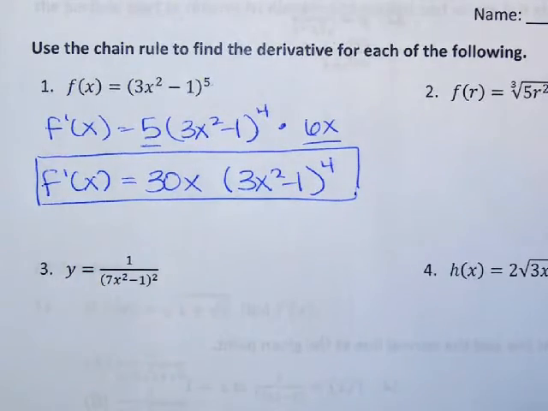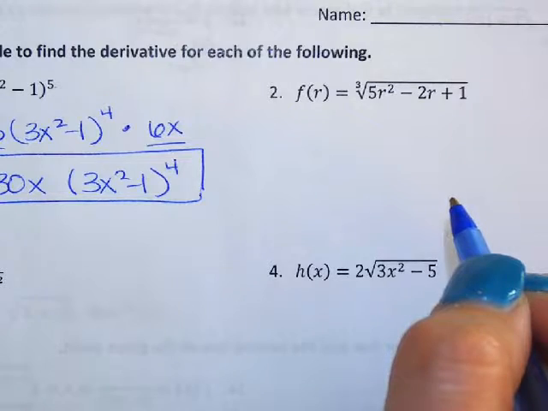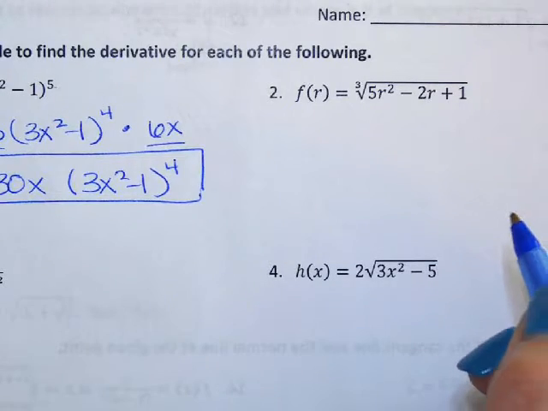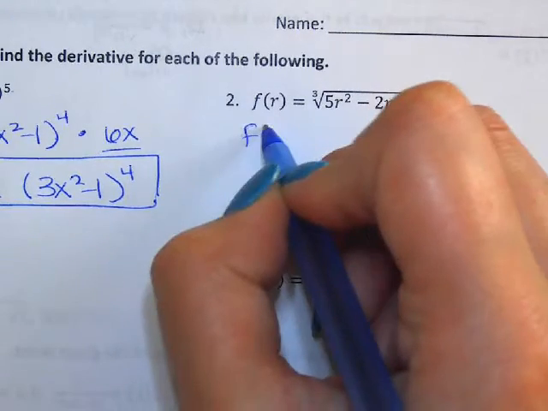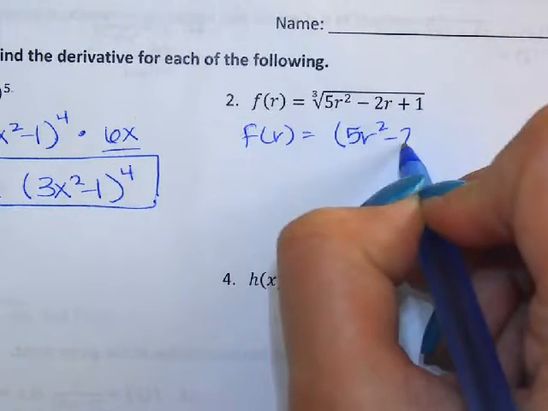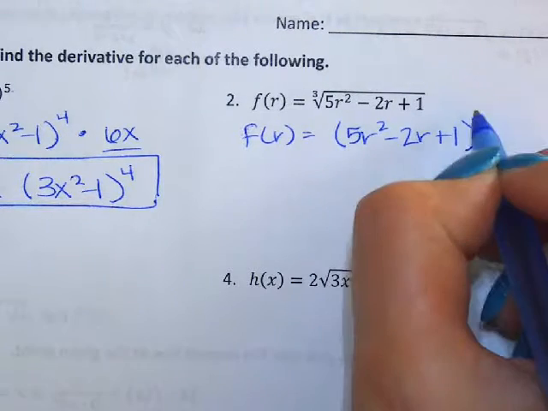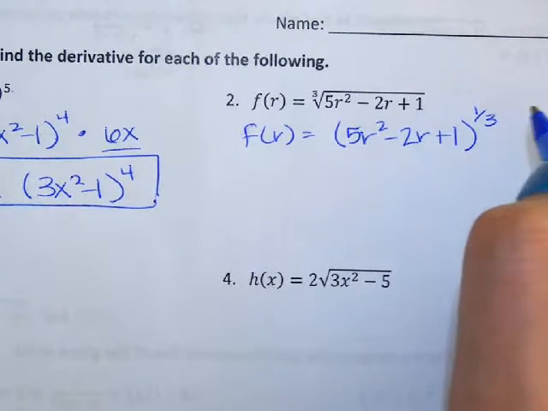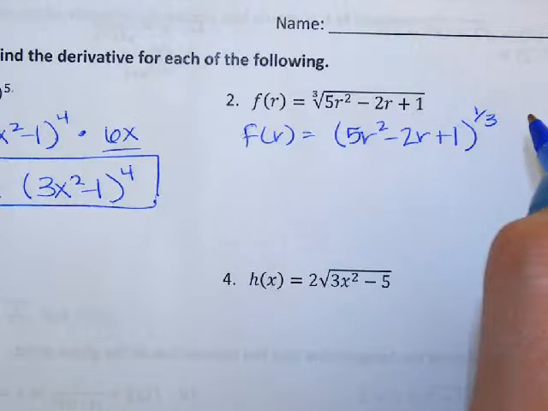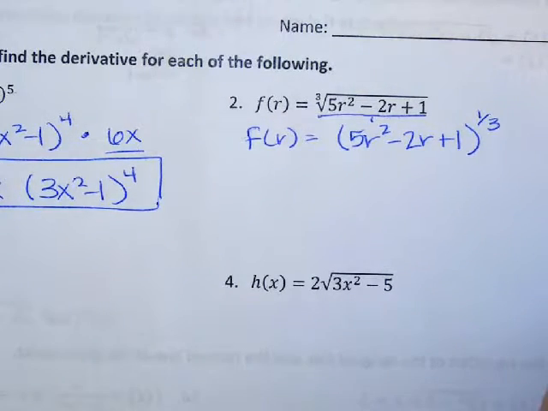Okay. How should I rewrite number 2 before I do the problem? With the fractional exponent. So I'm going to say f of r is actually 5r squared minus 2r plus 1 to the 1/3. Why is it a positive and not a negative 1/3? Yeah, if this was a fraction, it would be over 1, and that's considered the top of the fraction, which is why we have a positive exponent.